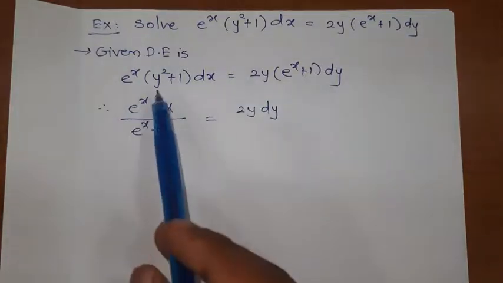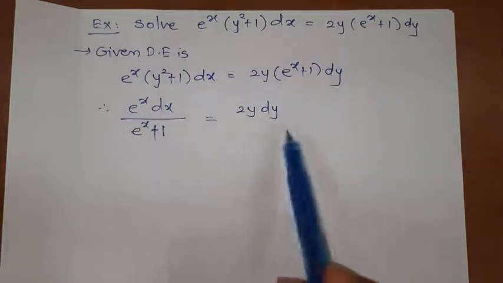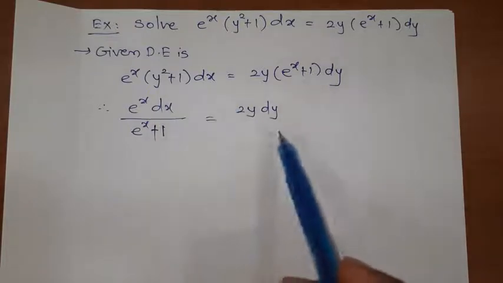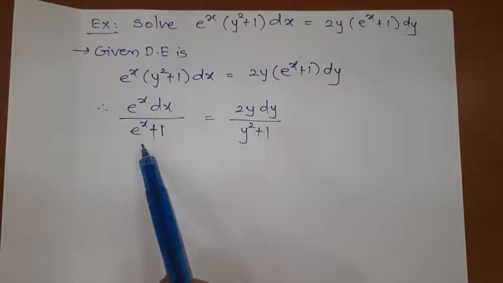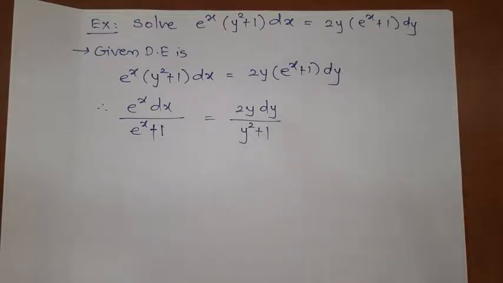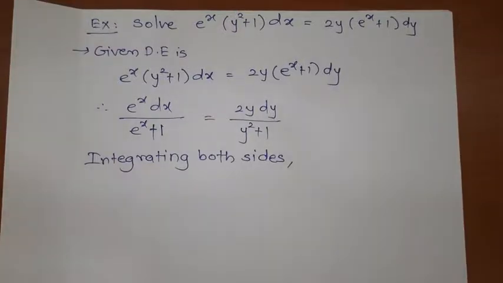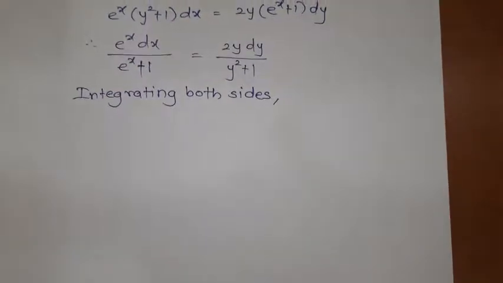And we have one term of y, this bracket on that side, so I will shift it here. So there is multiplication, we will have division here. Okay, so we have all terms of x on this side and all terms of y on this side. So let us integrate both sides now. So now it is a variable separable type. So I will integrate both sides. Let us see what we'll get if you integrate both sides.